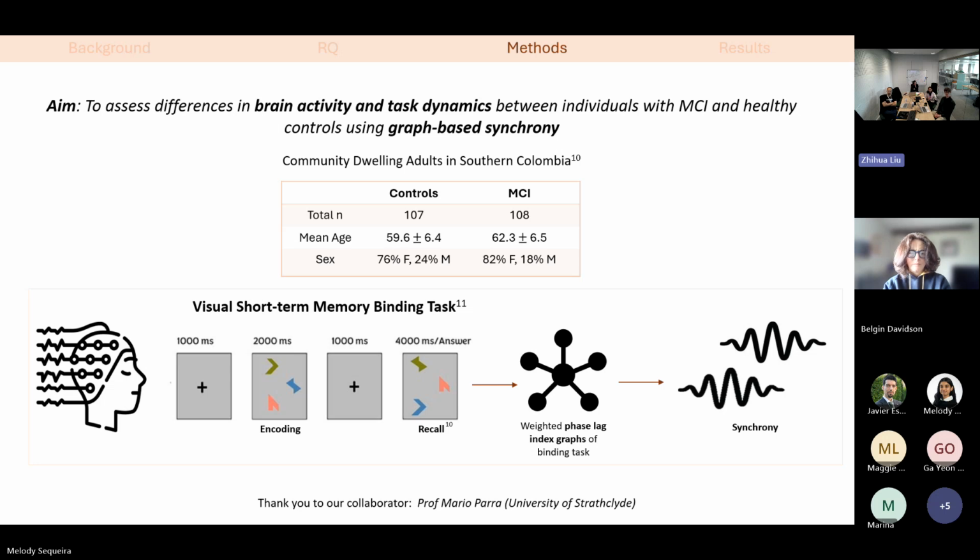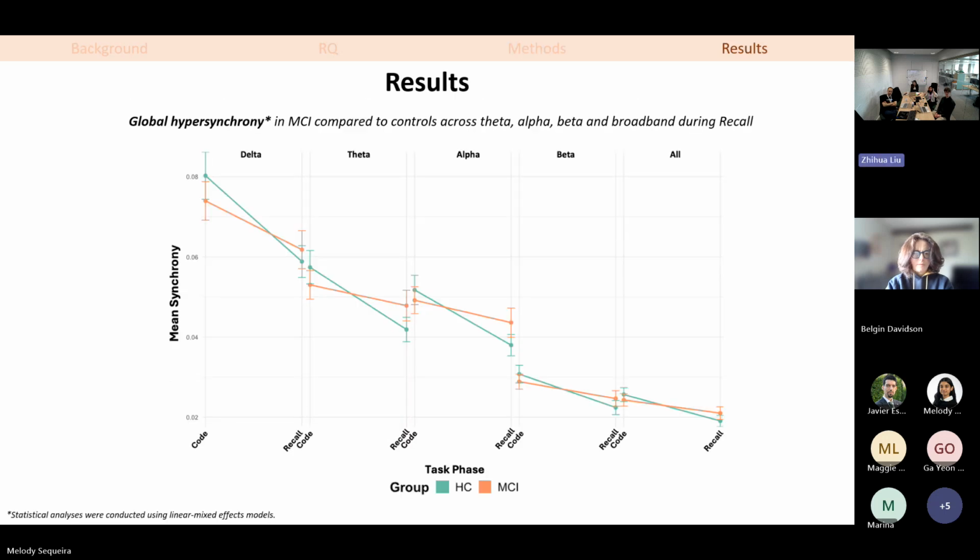Using that graph, I computed measures of synchrony, which basically tell us how synchronized the brain activity was when participants were doing the different phases of this task. Overall, what we found was higher synchronization, so higher activity, in MCI individuals compared to healthy controls. And this was consistently seen in the theta, alpha, beta, and broadband.